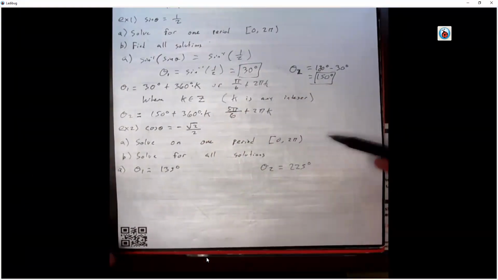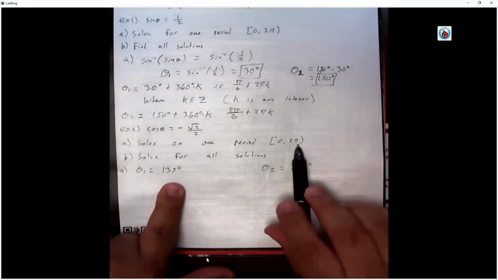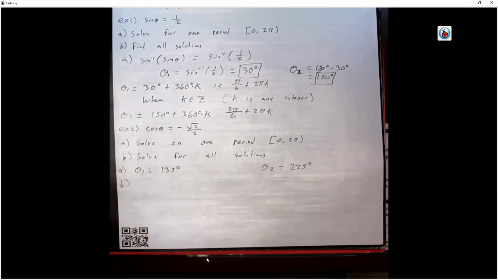So part B, it says find all solutions. So that's one period. So you only have 2 answers when you go around the circle once. Part B, I have a question. So for cosine, it's gonna be 360 minus whatever the angle we're taking. So the first one, we took 180 minus, and the second one is 135. So if we say 360 minus 135, it's gonna be 225. Yeah. Cosine has a different rule.